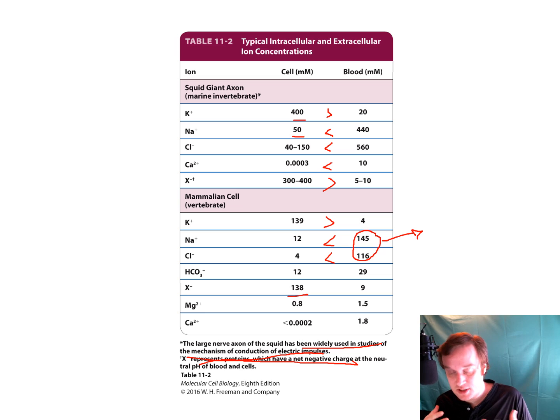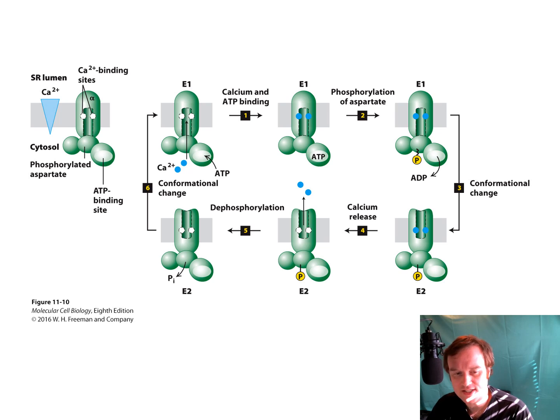So these concentrations are kept not equal across the membrane, because then these cells can harness those differential gradients to move things that they need inside or into the cell or out of the cell. So let's look at a calcium ATPase operational model in the SR membrane, which is the sarcoplasmic reticulum membrane of muscle cells. And so this is important for muscle cell function.